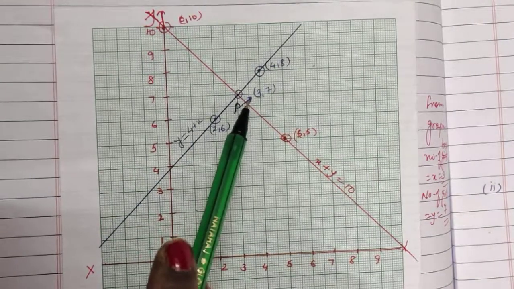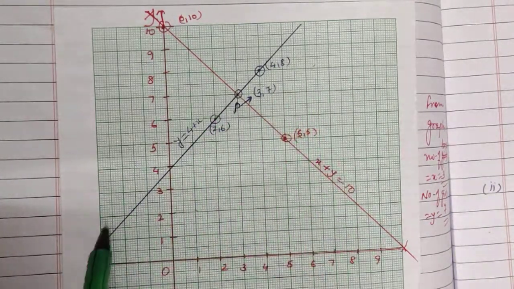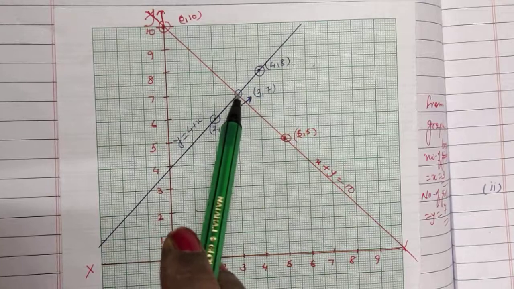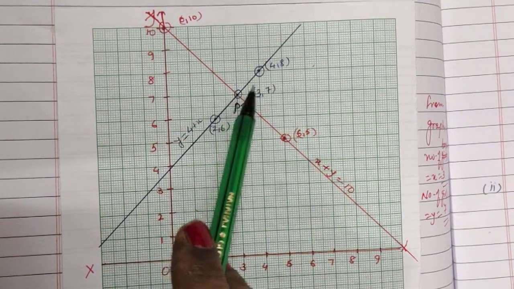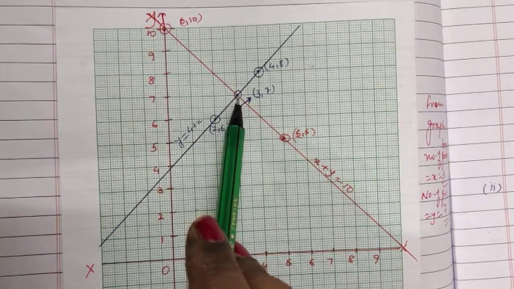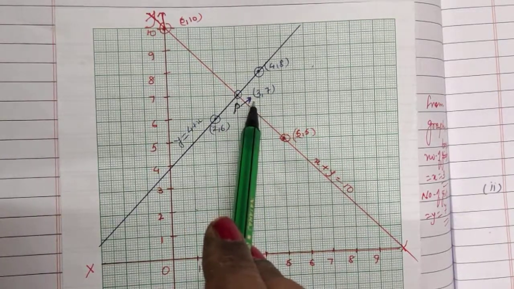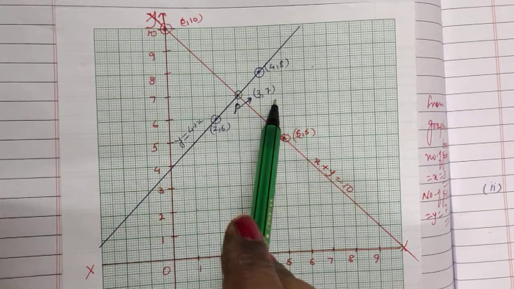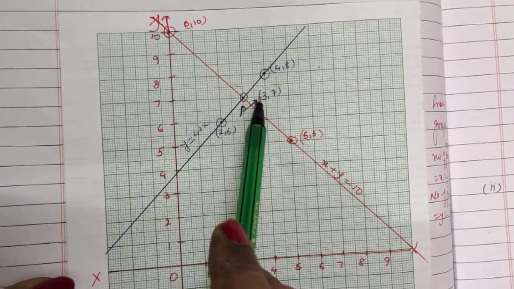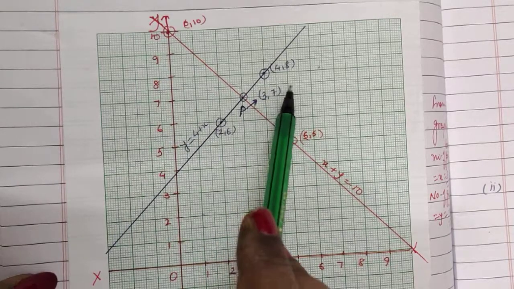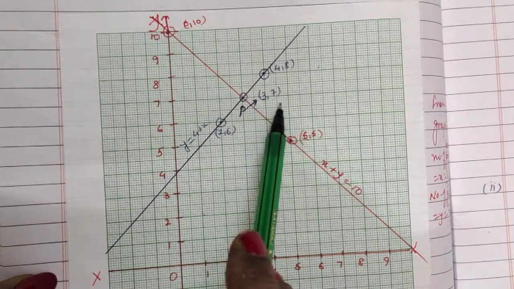Now what do you find? The point at which it is an intersecting line. Okay. So what do you find here? That it is intersecting at point 3, 7. So the x coordinate you are getting as 3 and y as 7. So what is the number of boys? We have denoted it as x. So it will be 3. Number of girls as y. So y is equal to 7.